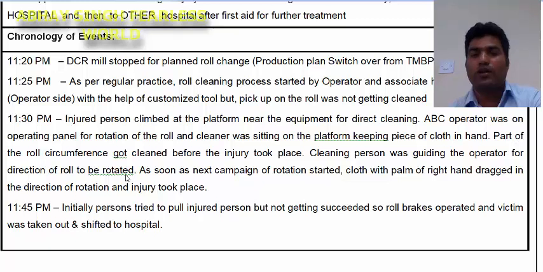That means the person who was cleaning the roller guided the operator on the direction in which to operate the roller. As soon as the next cycle of rotation started, that means the other side rotated again, the cloth with the palm of the right hand was dragged in the direction of rotation and the injury took place. And when the direction of rotation changed, the person's hand got trapped between the two rollers.